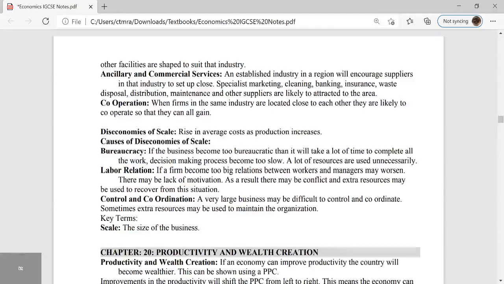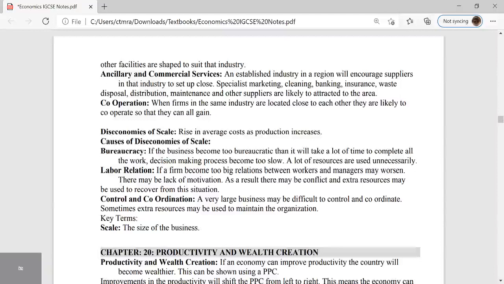Okay, next we have diseconomies of scale. There are some causes of diseconomies of scale, like bureaucracy. Bureaucracy means that if too many resources are used in the decision-making process, it will take lots of time, energy and money to take a single decision. So that's a problem.